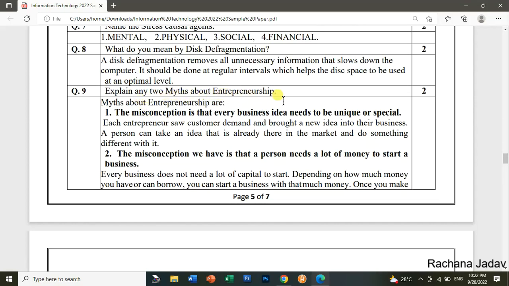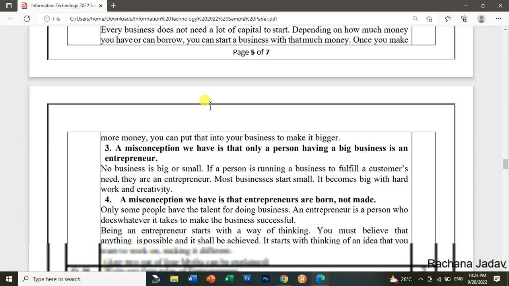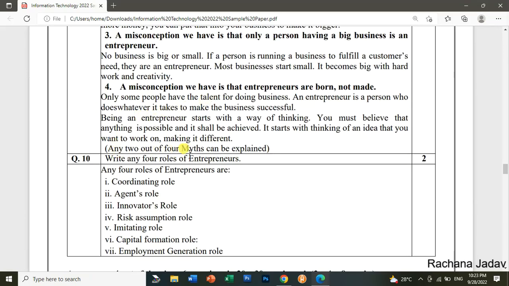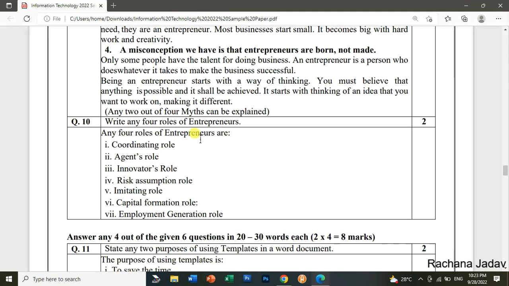Explain any two myths about entrepreneurship. So these are the myths. From that it is written over there. Any two out of 4 myths can be explained. Write any 4 roles of entrepreneurs. तो कोई 4 आपको लिखने हैं.